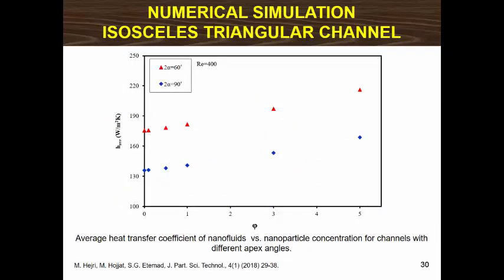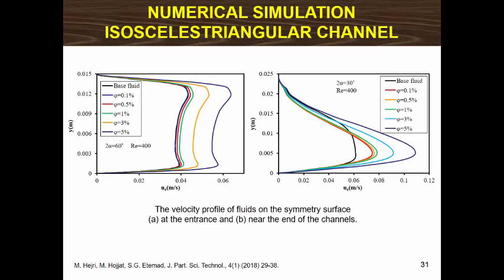This figure indicates the effect of nanoparticle concentration and apex angle on the average heat transfer coefficient. The heat transfer coefficient increases with nanoparticle concentration. This indicates that the effect of nanoparticles on the heat transfer enhancement of both channels is almost the same. The axial velocity profile of fluids on the symmetry surface at 2 positions, near the duct entrance and near the end of the channel, fully developed condition, are illustrated here.